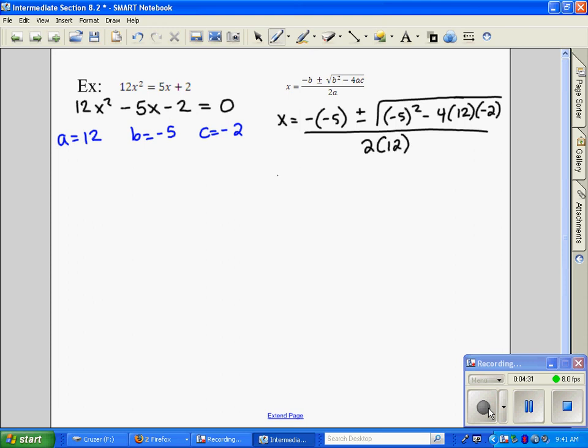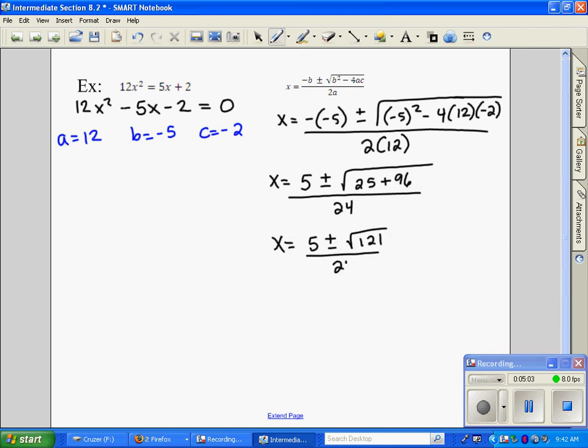Okay, so here we go. Now we're simplifying, so that just simplifies to 5. Alright, the square root of negative 5 squared is 25. And then in my calculator, I put negative 4 times 12 times negative 2, and I get plus 96, over 24. I'm still continuing to simplify. x equals 5 plus or minus. This becomes the square root of 121. Keep going, you get 5 plus or minus the square root of 121, which is 11, over 24.